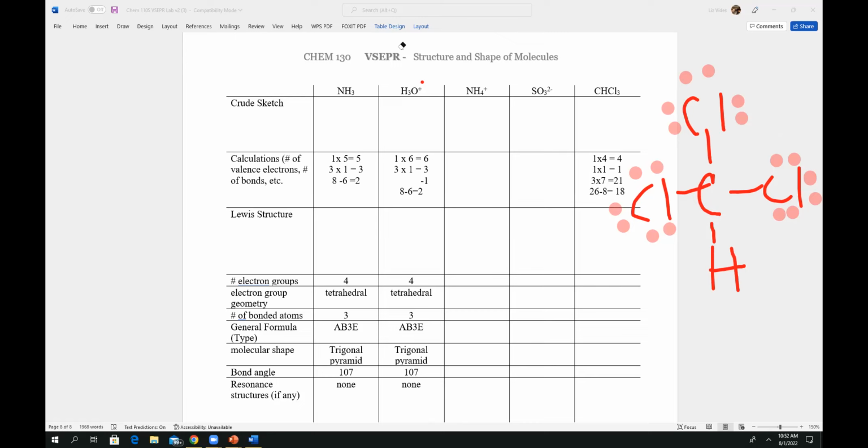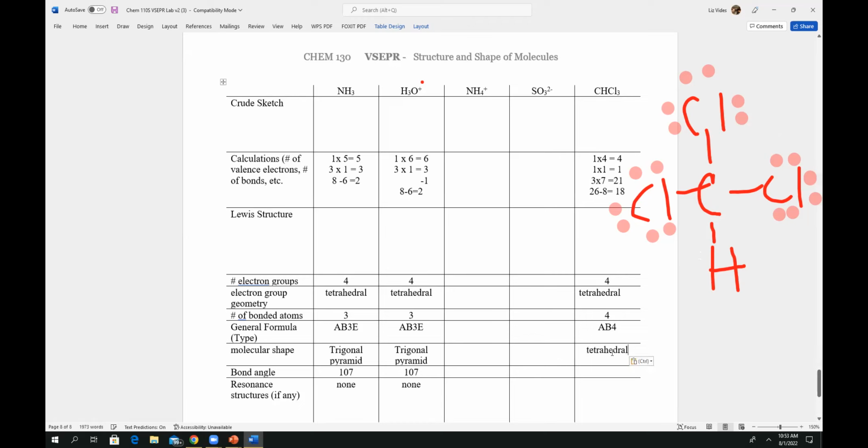Okay. So now we need to write down all of our stuff. So our crude sketch was the one before, and this is our full little structure. Okay, so we have 4 groups, right? We still know that this is tetrahedral. Nope, tetrahedral. I forgot I copied it. Let me copy it so I don't have to type it up so many times. And then this is still 4 because there's still 4 bonded atoms. So that means that this is an AB4.